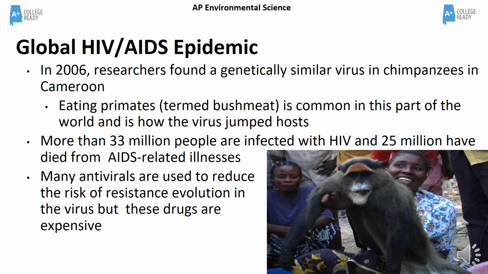In 2006, researchers found a genetically similar virus in chimpanzees in Cameroon. It's thought that eating primates, termed bushmeat, which is common in this part of the world, may be how the virus jumped hosts. More than 33 million people are infected with HIV, and 25 million have died from AIDS-related illnesses. Many antivirals are used to reduce the risk of resistance evolution in the virus, but these drugs are very expensive.